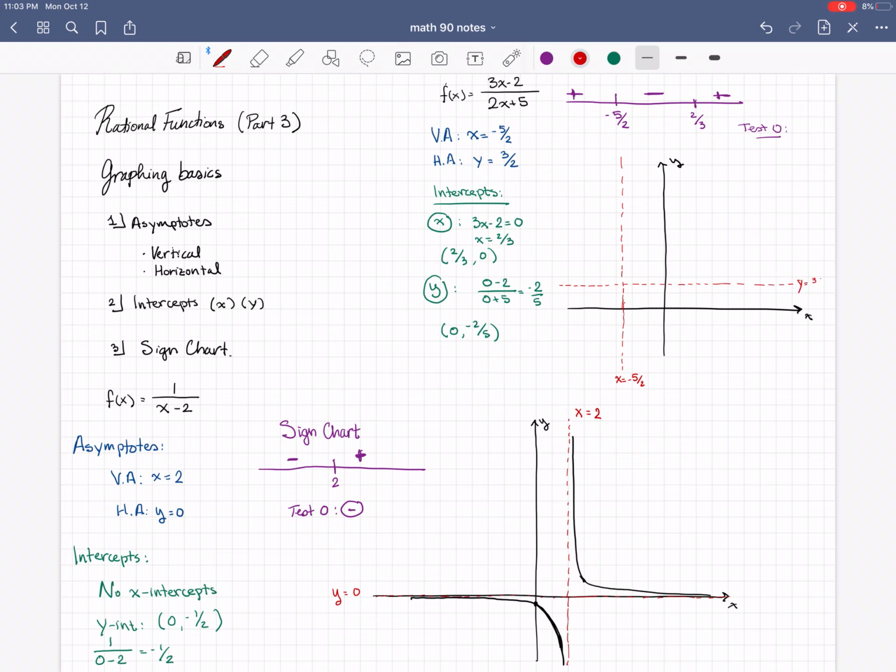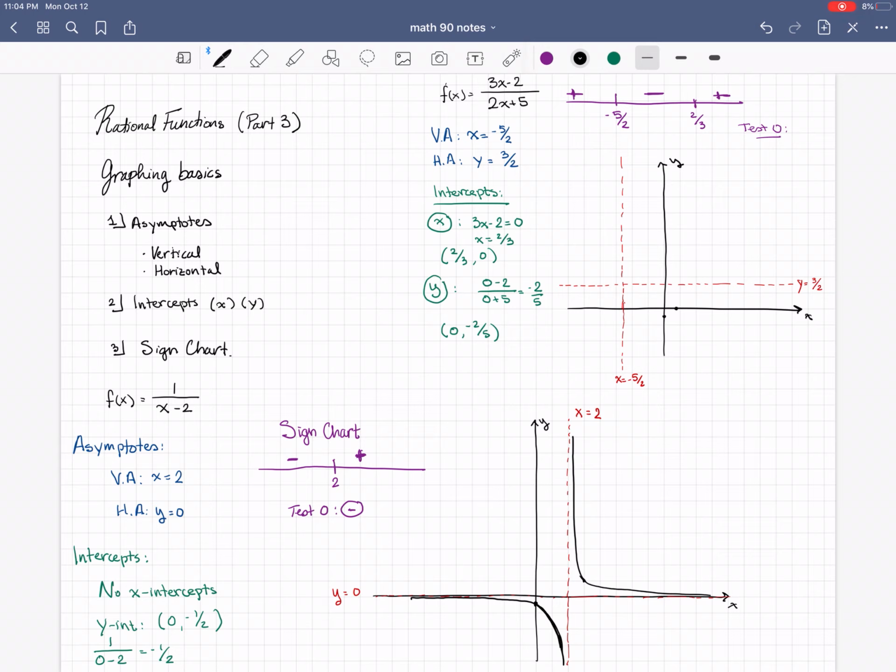So what I'm going to ask you to take on faith for now, I'm not going to go into exactly why this happens, is that this function also does not cross its horizontal asymptote. So for this lesson, I'm keeping it simple, functions that don't cross their horizontal asymptotes. But now let's move on to intercepts. So I have an x-intercept at 2/3, 0. So that's not quite at 1. And a y-intercept at 0, -2/5. So that's not quite at -1/2. Okay?